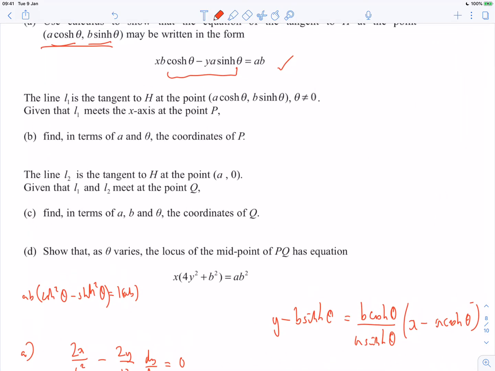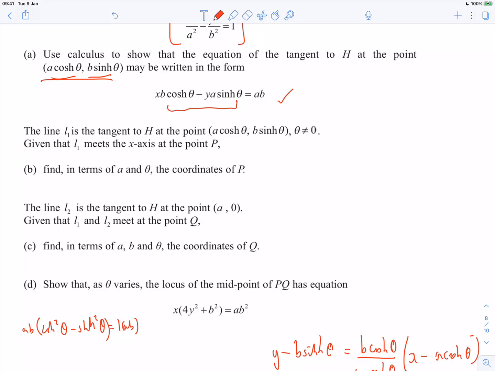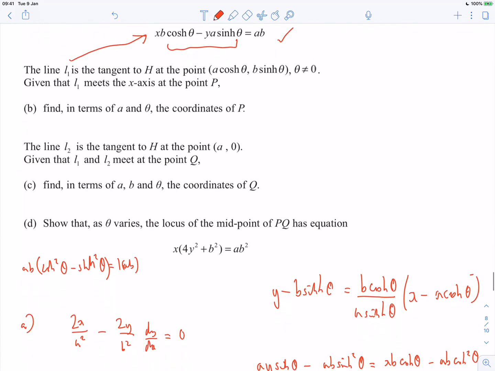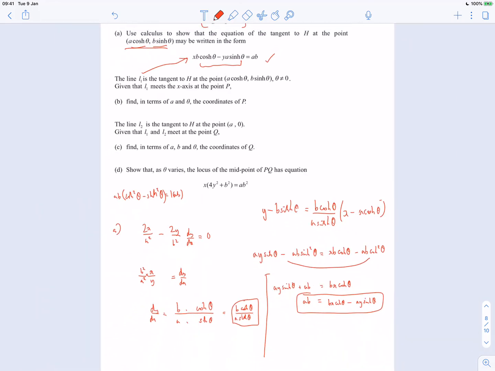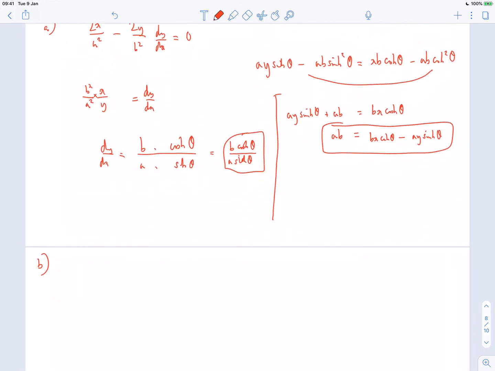Part B, the line L1 is a tangent to H at the point given. Given that L1 meets the x-axis. Okay, so L1 is just satisfying this thing up there. Okay, fine, that was a bit weirdly worded. Given that L1 meets the x-axis at the point P, find in terms of A and theta the coordinates of P. Well, if it meets the x-axis, then y is 0.